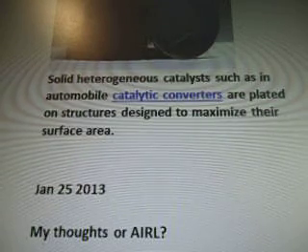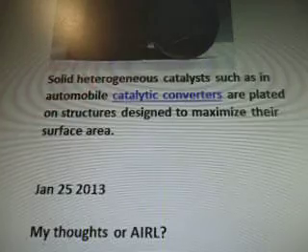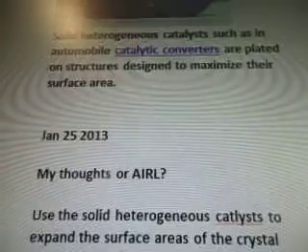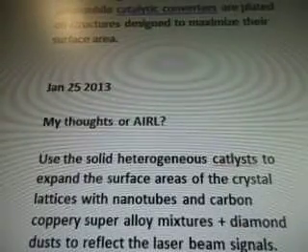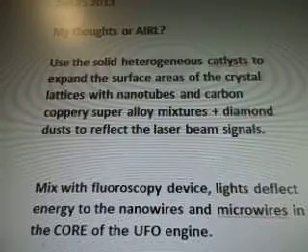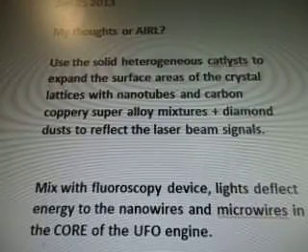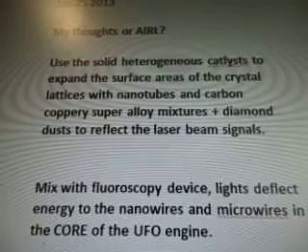So see that it's a mesh. There's a mesh look to it. See that, like a screen? So my thoughts are, arrow from January 25th: use the solid heterogeneous catalysts to expand the surface.